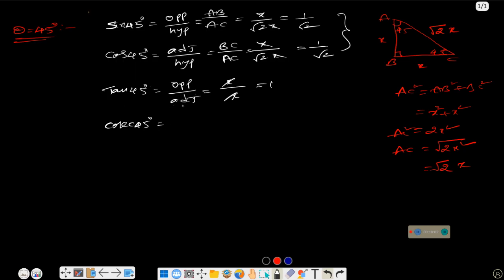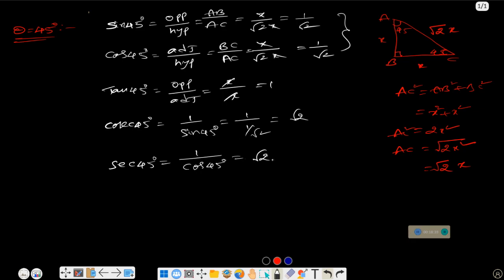Similarly, cosecant 45 degrees. How can you find the cosecant 45? It is the reciprocal of sin only. That means 1 by sin 45, that is equal to 1 by sin 45 value 1 by root 2. What is the reciprocal? Root 2. Okay. Next, secant 45 degrees. Secant is the reciprocal of cos. That means 1 by cos 45. That is cos 45 value 1 by root 2. Do the reciprocal. How much you get? 1 by root 2 reciprocal, root 2 by 1 means root 2 only.